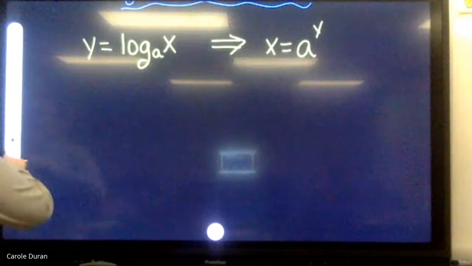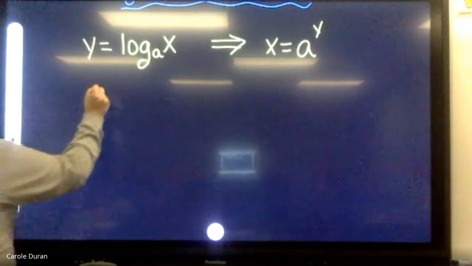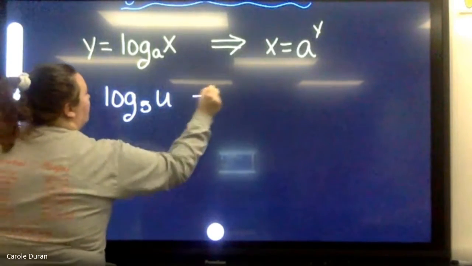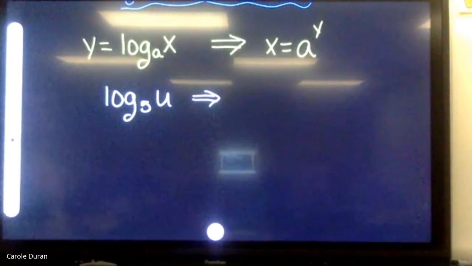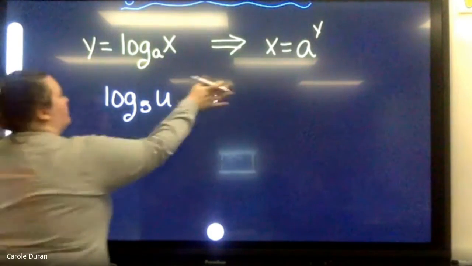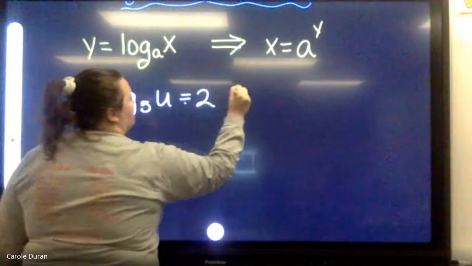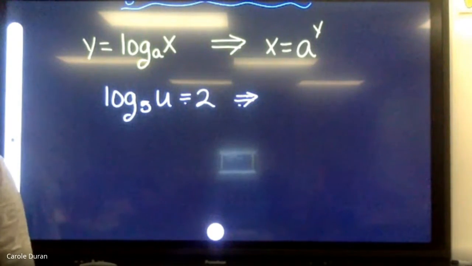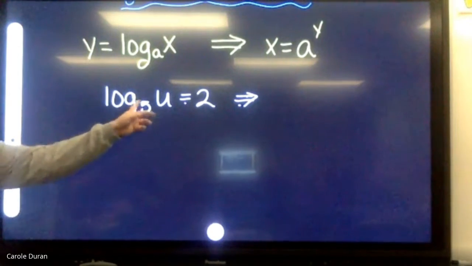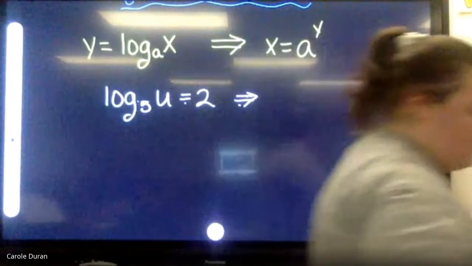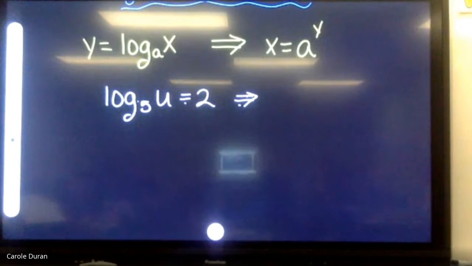The first one that we're going to start with is log base 5 of u equals 2, and I would like to turn this into an exponential function. The u is going to be equivalent to the x up there. No, the u is the answer.